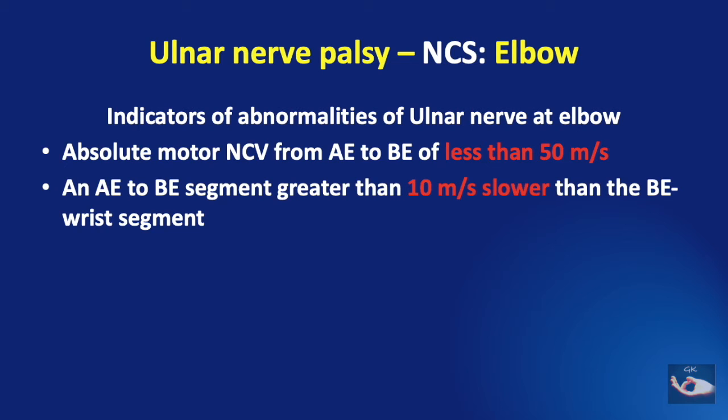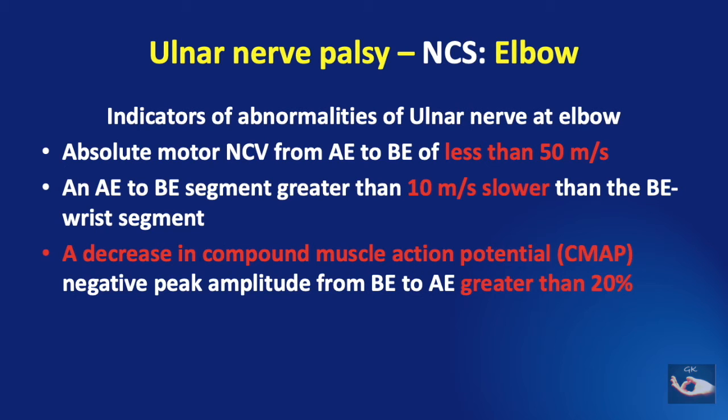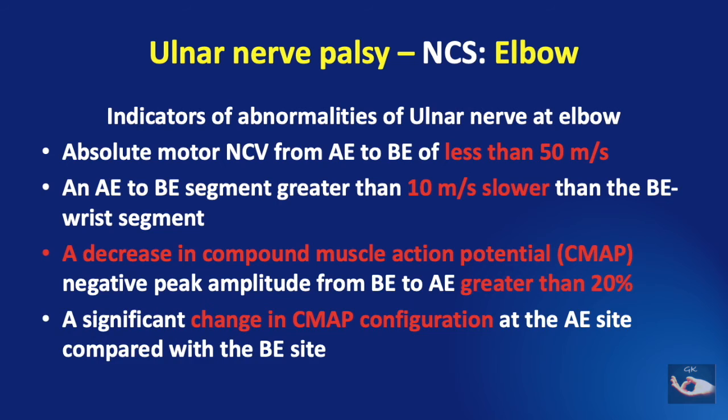a conduction block again. Similarly, if a decrease in the compound motor action potential negative peak amplitude from the below elbow to the above elbow segment is greater than 20%, it indicates a conduction loss, and a significant change in the CMAP configuration at the above elbow site compared with the below elbow site is also a sign of conduction block across the ulnar nerve at the elbow.